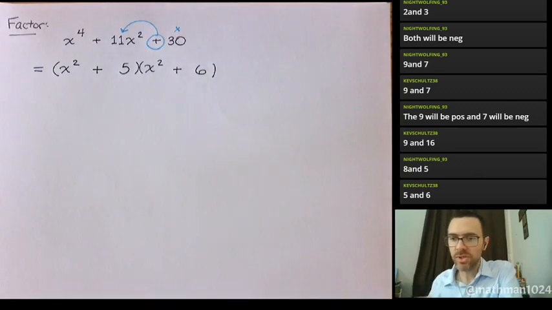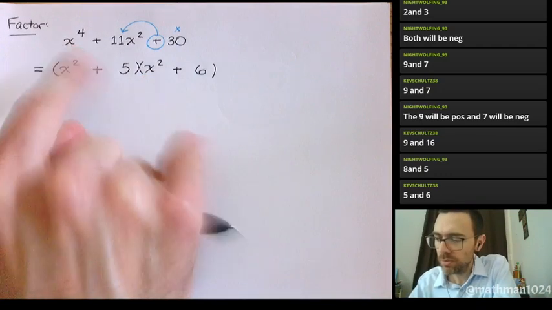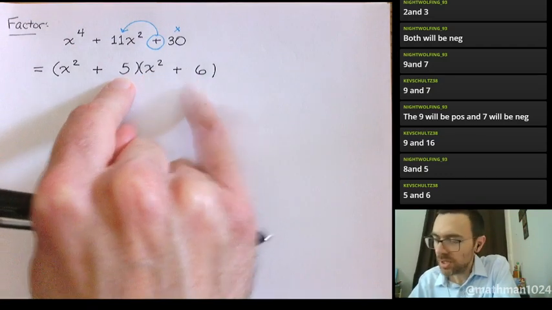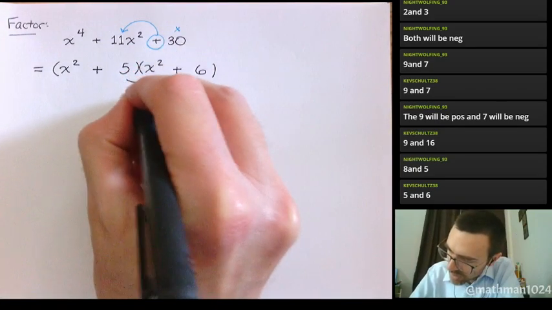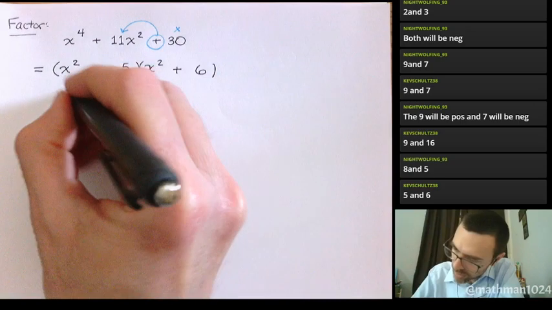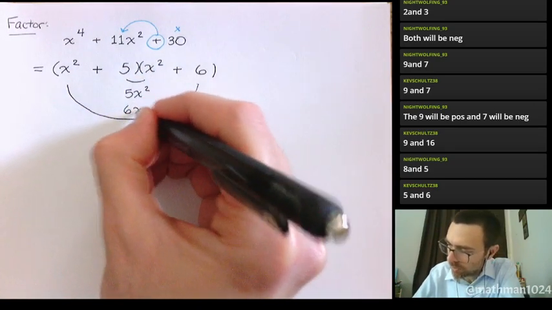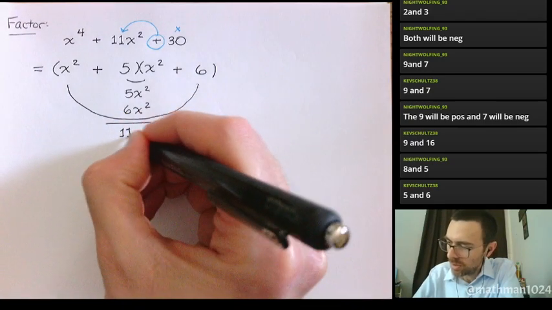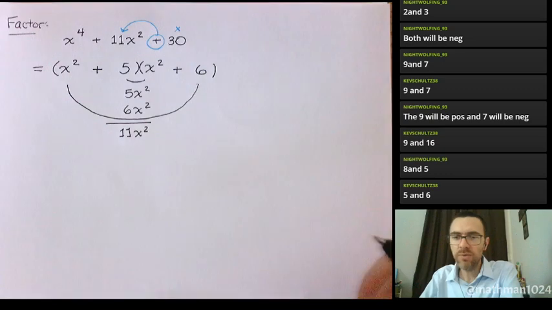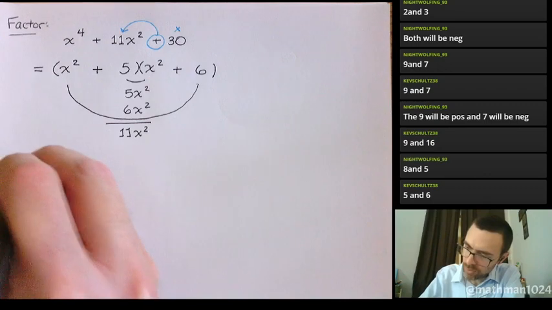Again, verify that this is correct. X squared times x squared is x to the 4th. Positive 5 times positive 6 is 30. And when you check inside and outside, there's 5x squared. And there's 6x squared. So altogether, we got 11x squared for the middle term. So it all checks out, right? No problems whatsoever.